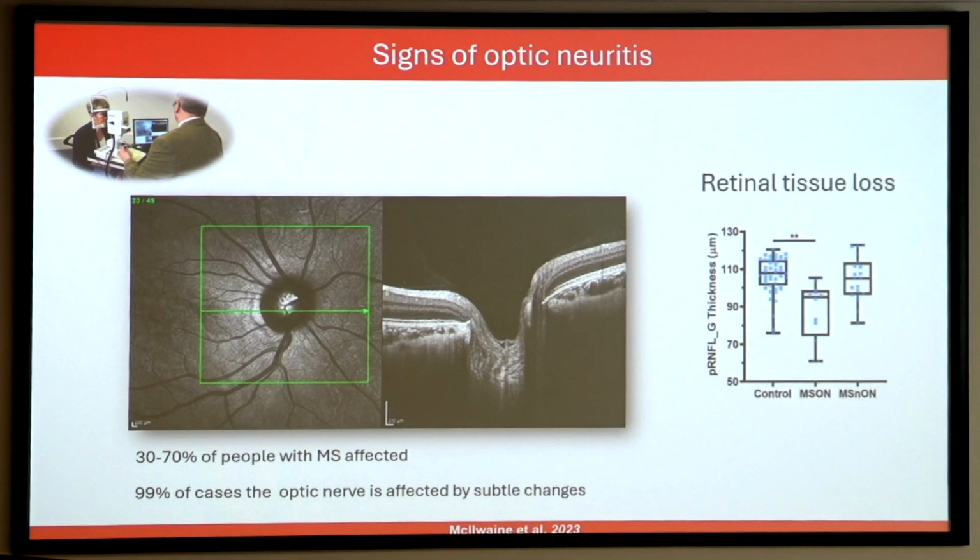But what we were interested in the BEAM study is beyond that: subtle changes that may reflect the progression of the disease. We know from the literature that between 30 and 70% of people with MS experience optic neuritis during their life. But postmortem studies told us that actually the optic nerve is affected in about 99% of the samples. So there is much more than what we can see through imaging. This is why we turned to high-resolution novel imaging modalities.